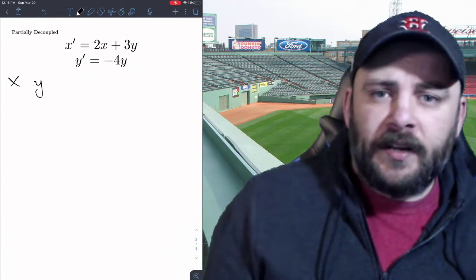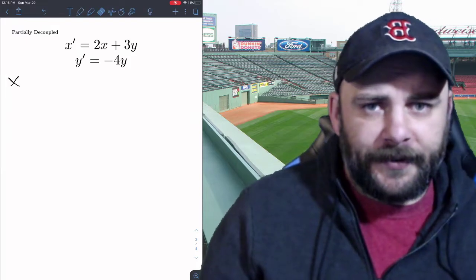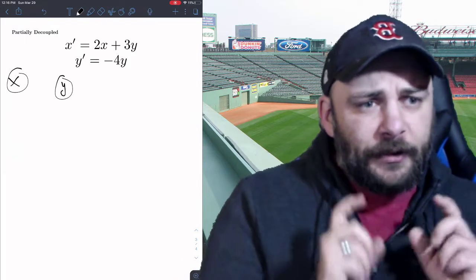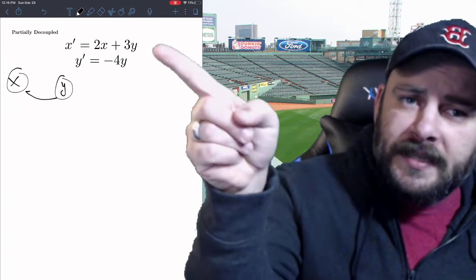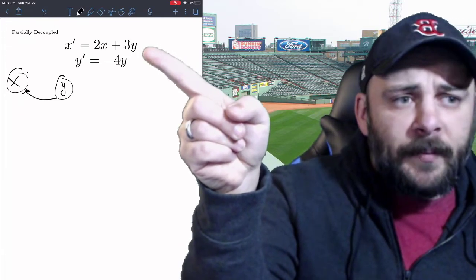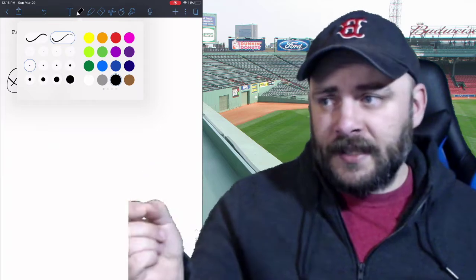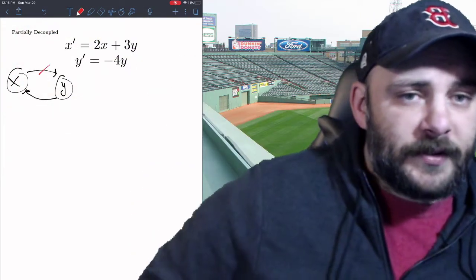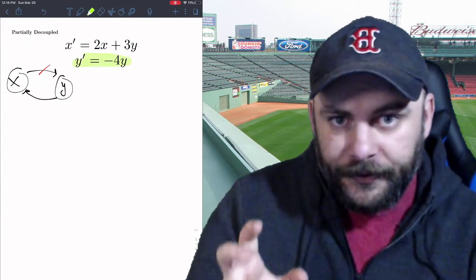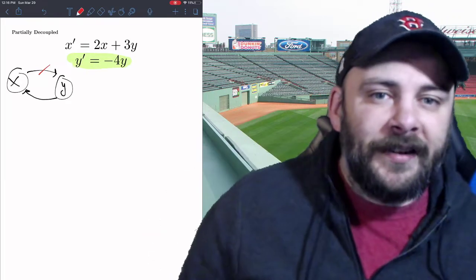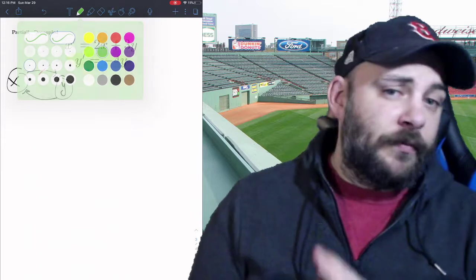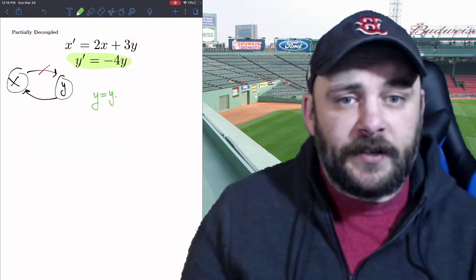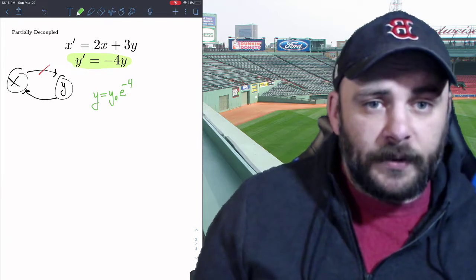Now, in this sense right here, we've got a partially decoupled system. And so we don't just have x as a function of x and y as a function of y. There is some interaction. And what we can see here is that there's a y in the x prime equation. So that means y is influencing x. But since there's no x in the second equation, x does not influence y. So it's partially decoupled. What that means is that y equation, we can solve that one all by itself. We don't need to know what x is. It just operates. So y equals the initial condition times e to the minus 4t.